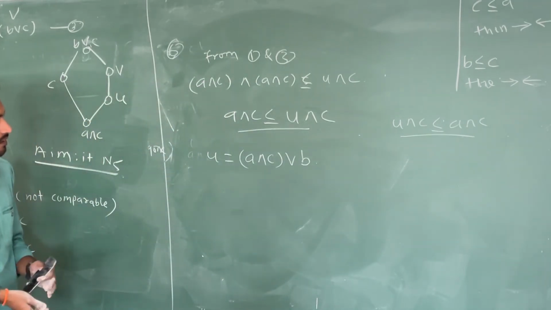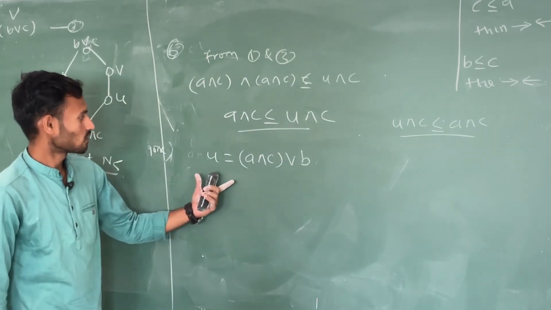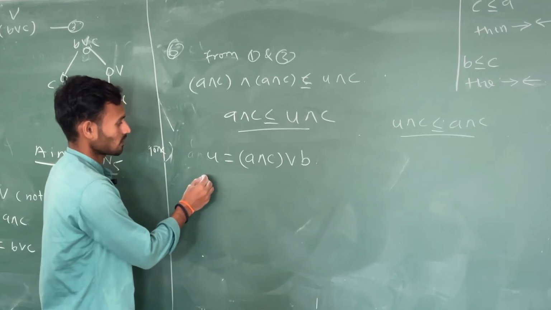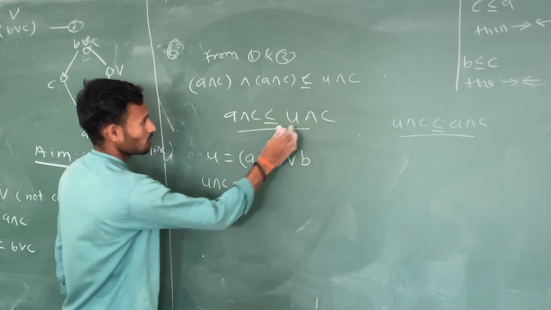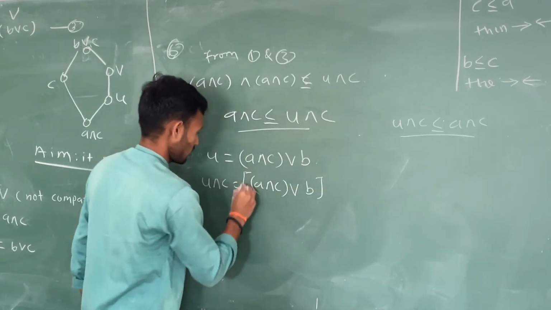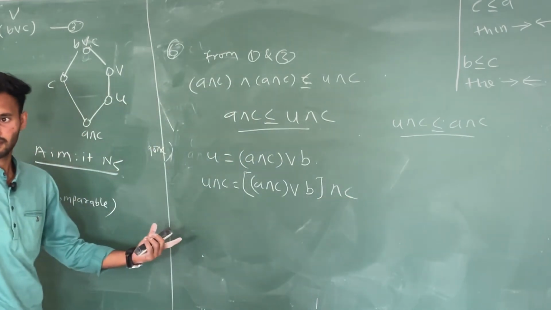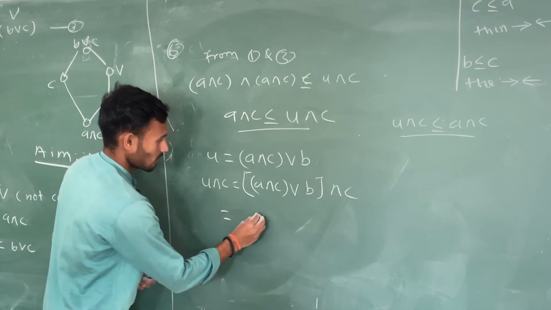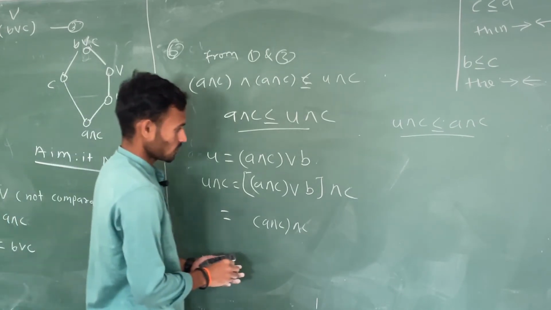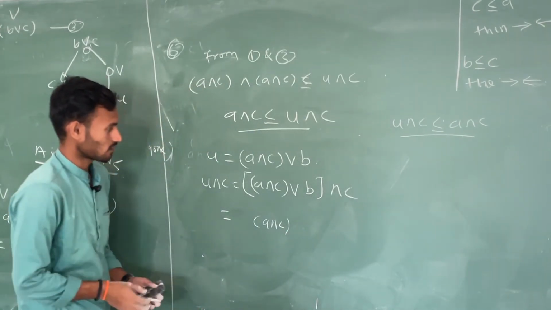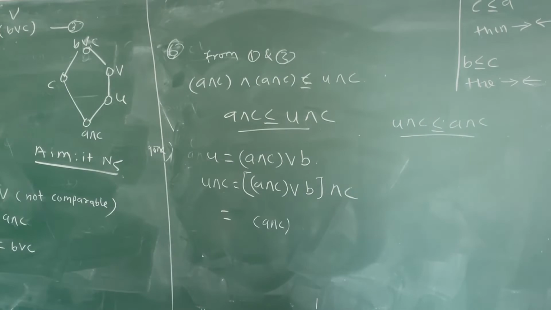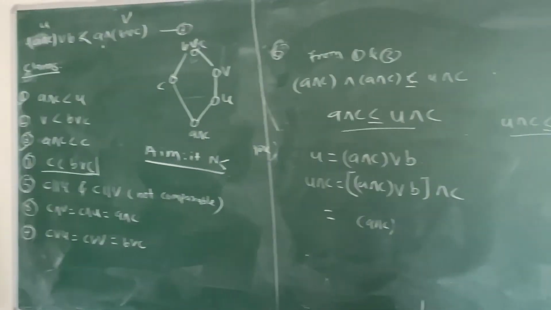U meet C. Then U meet C, you try to meet with C. U equals A meet C join B, get A meet C.